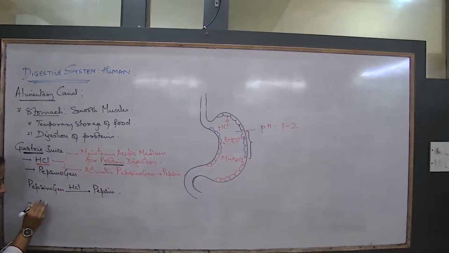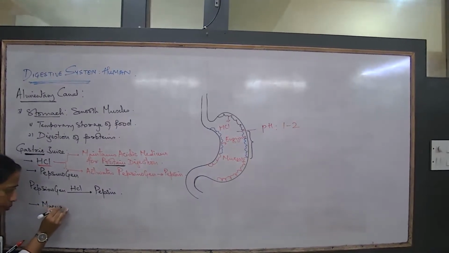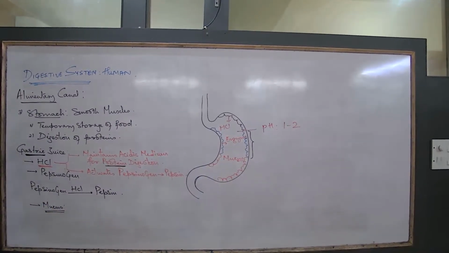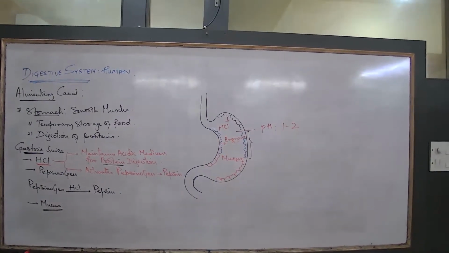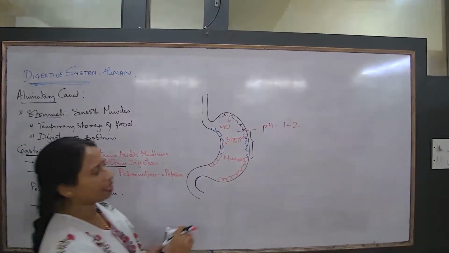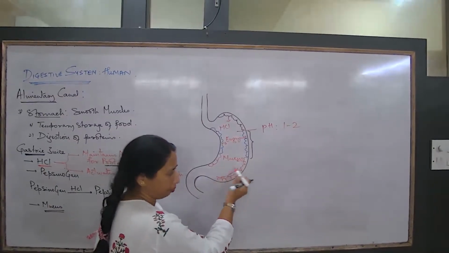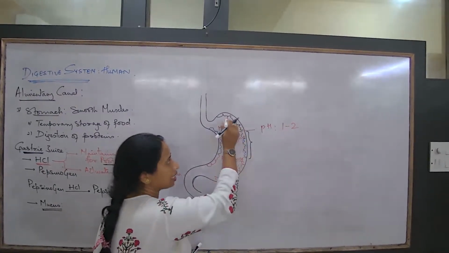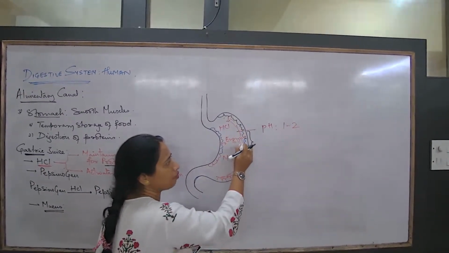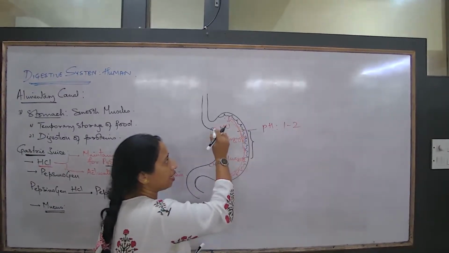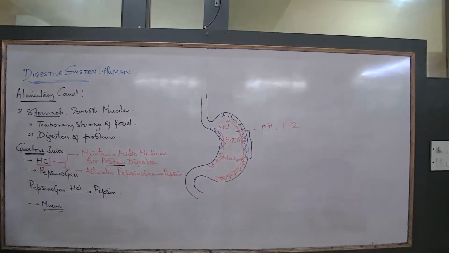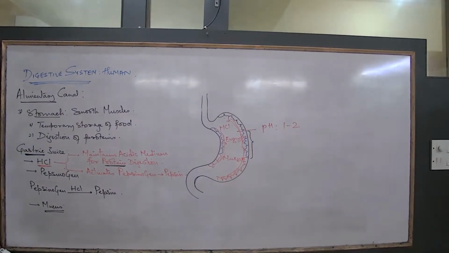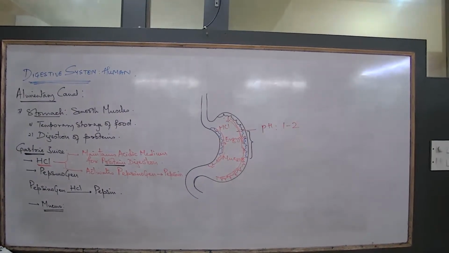The third component that I was mentioning was what? Mucus. What is the role of mucus and how is the mucus spread out? I would understand that this mucus layer ultimately results in the formation of a lining or a layer all over the inner wall of the stomach. So a mucus lining all throughout the inner wall.